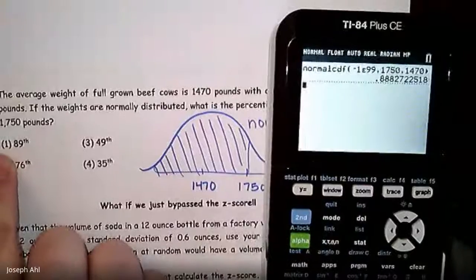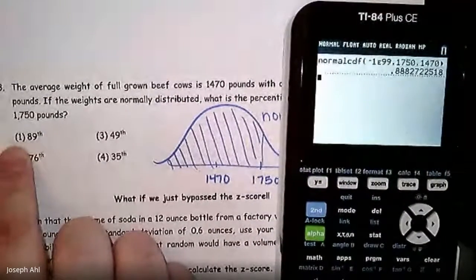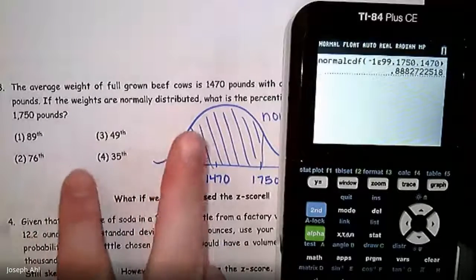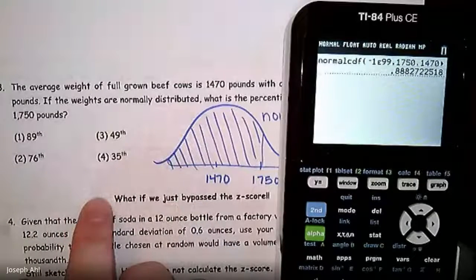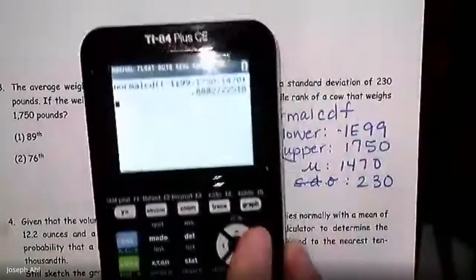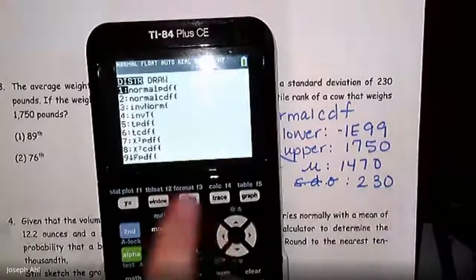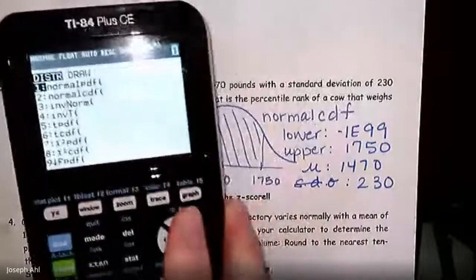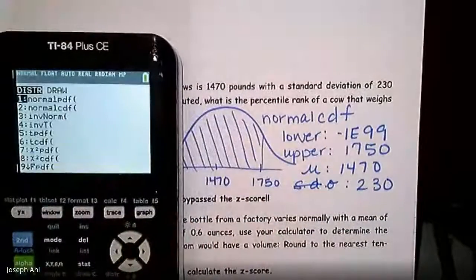So if you're looking for a percentile, you're going to be doing normal CDF, figure out what the bounds are, and type those in. If you know the percentile and you're looking for the weight, that's when you use the other one called inverse norm. Second vars, choice 3 in that menu would get you a given weight that corresponds with a known percentile. Okay. So hopefully that helps for number 3.